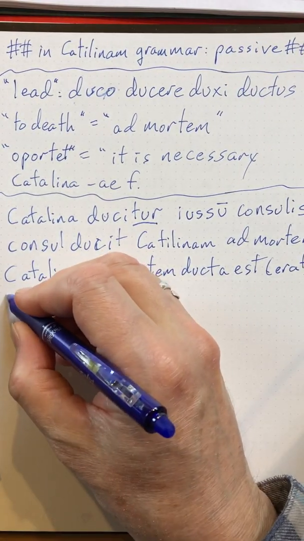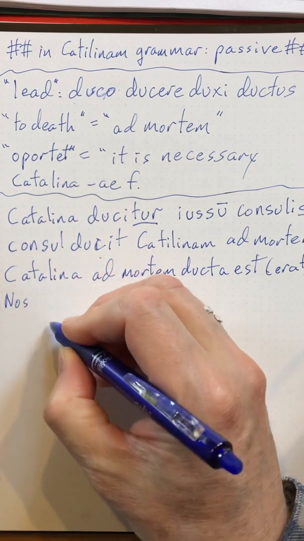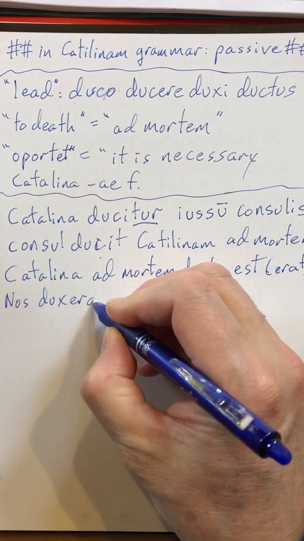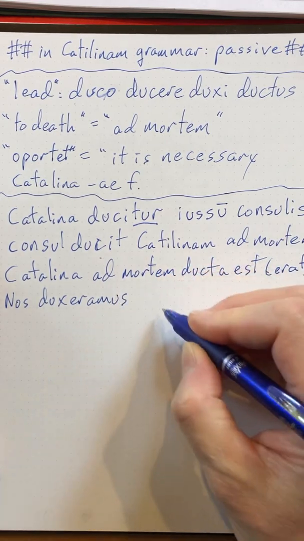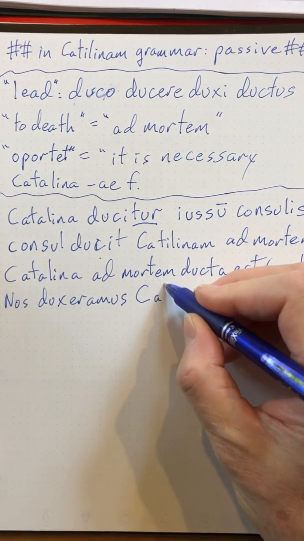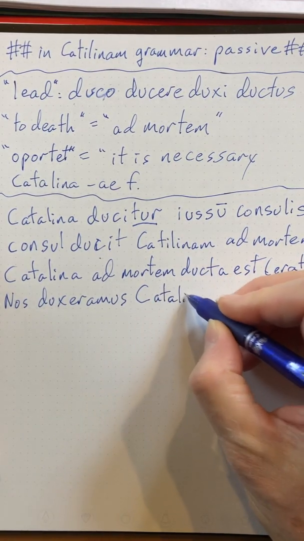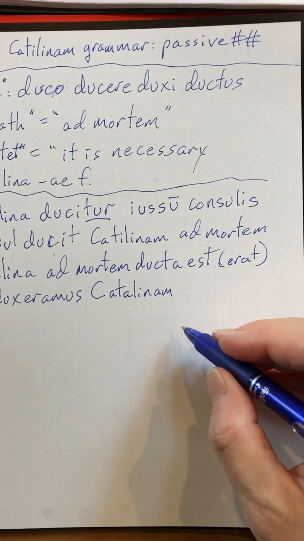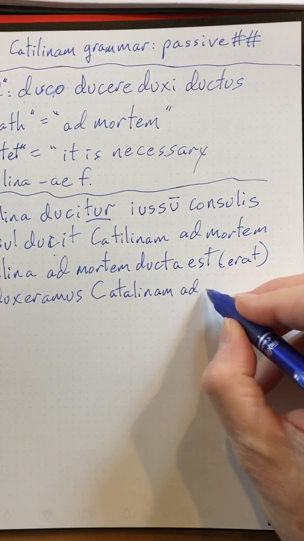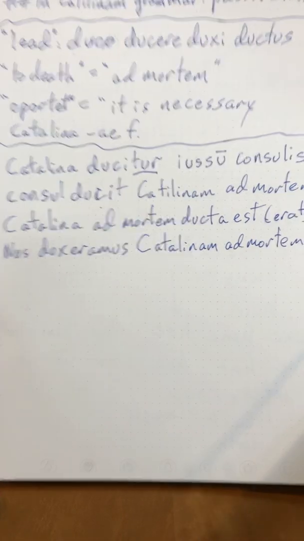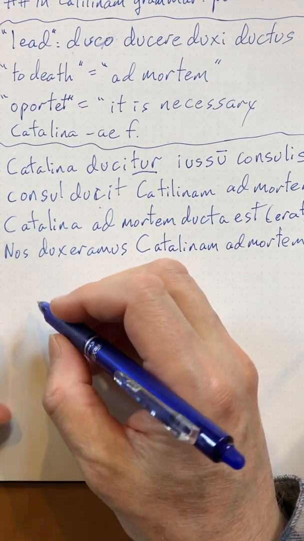What if you had nos in here? Nos duxeramus. We had led. Okay, now that's the subject. We know Catilina is going to be the object, so he goes into the accusative. We had led Catilinam to death. So active and passive are really two shades of the same thing.